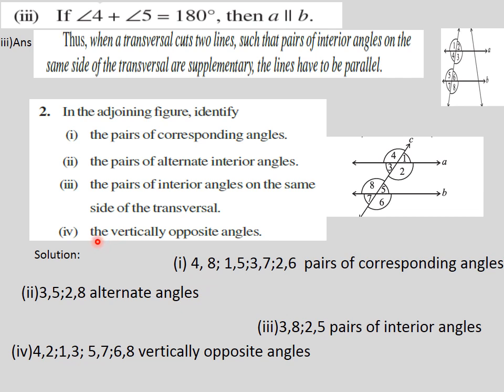Now the next question is the fourth, the vertically opposite angles. You know, when a line cuts the other line, you will get vertically opposite angles. Angle 1 and angle 3 are vertically opposite to each other. Angle 2 and angle 4 are vertically opposite to each other. In the same way, angle 8 and angle 6 are vertically opposite to each other. Angle 5 and angle 7 are vertically opposite to each other. Okay.